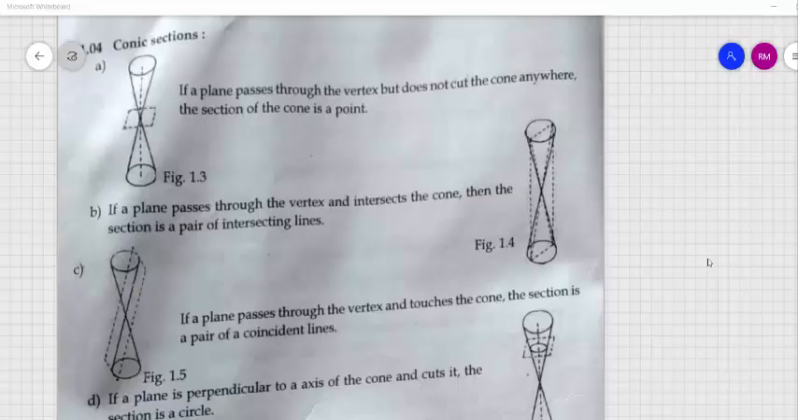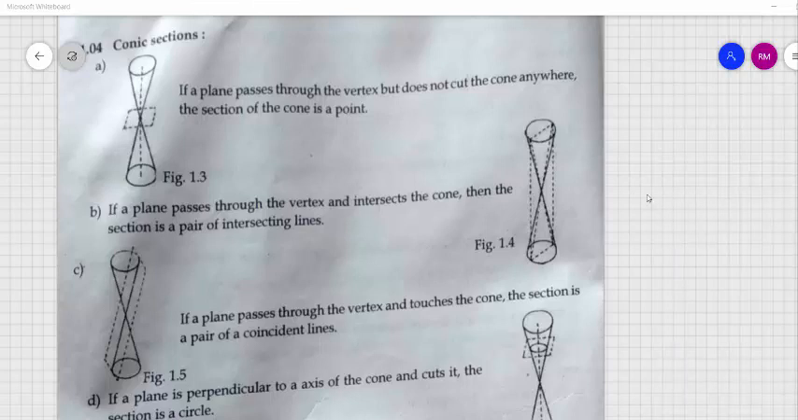Friends, we already started unit 1. We completed the topic change of axis, translation and rotation. Now in today's lecture, we'll discuss conic sections. So these are some examples of conic sections.